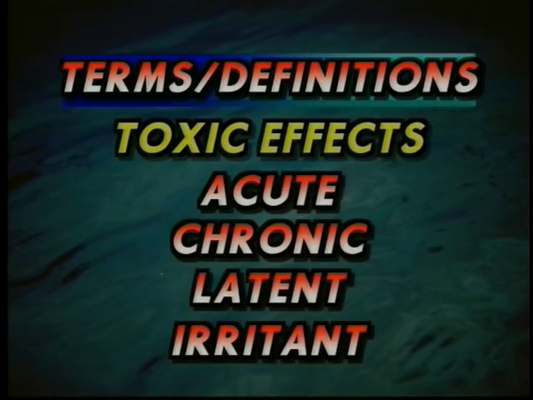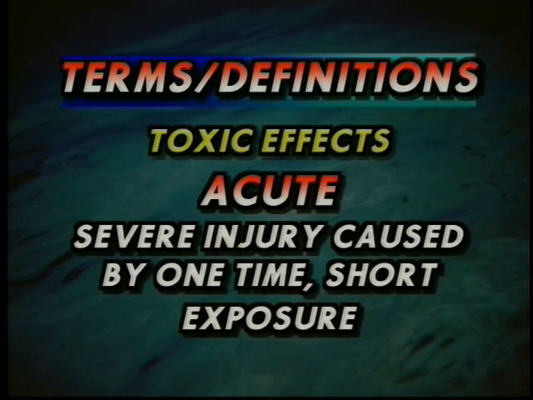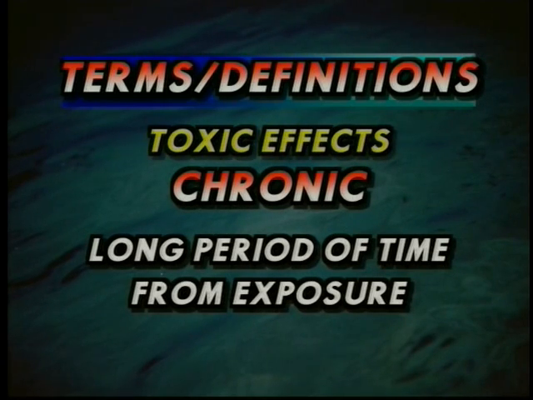Toxic effects upon the body can be defined by the words acute, chronic, latent, or irritant. Acute is generally regarded as a severe injury caused by a one-time, relatively short exposure to a chemical substance harmful to the human body. A chronic toxic effect is an injury or disease that manifests itself after a relatively long period of time has elapsed since the initial exposure to the substance, causing some type of ailment.